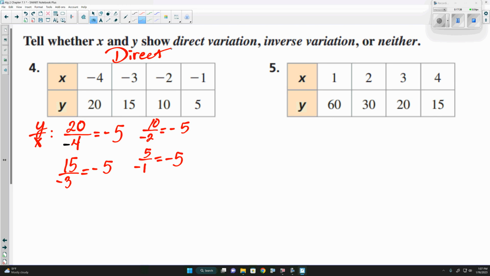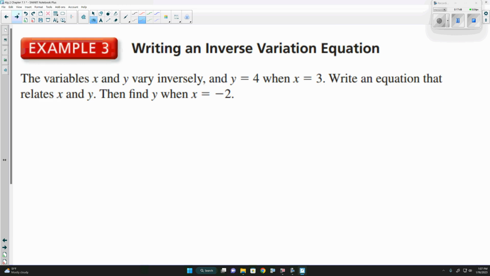And the value of a is negative 5. Do we need to see another example of one of these? All right. Let's move on to the last type. Last thing we're doing.